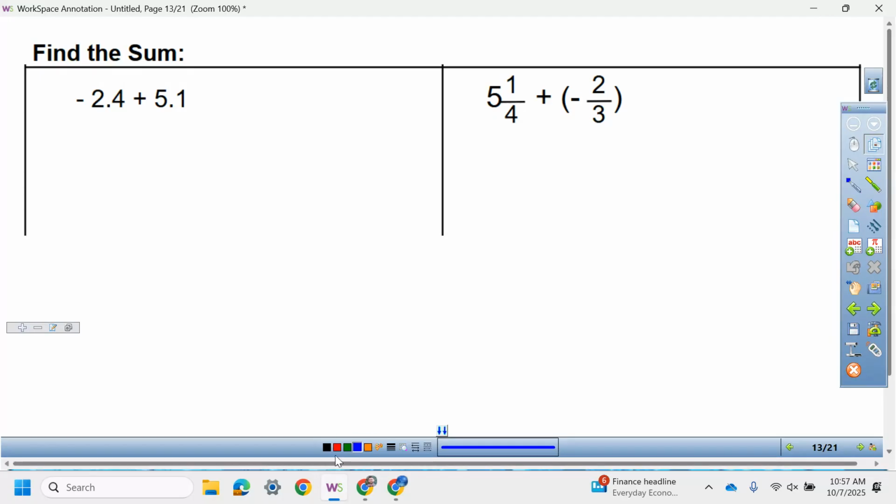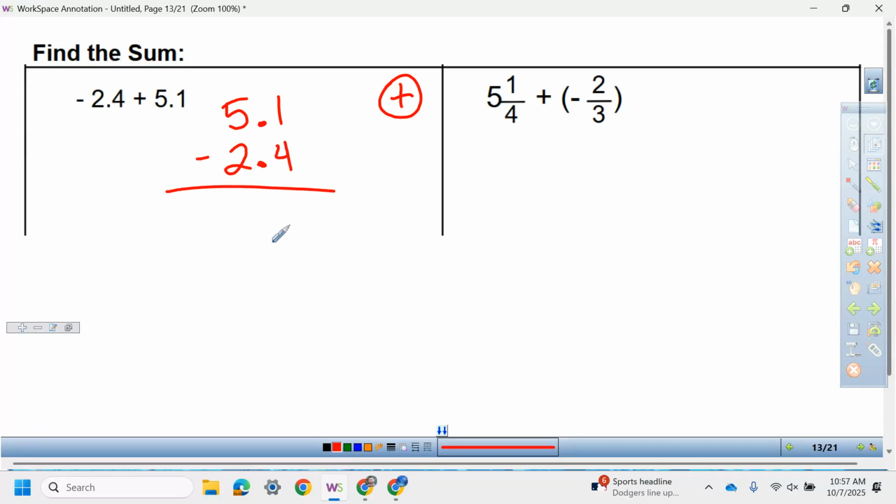So let's step this up a little bit, take a look at a couple more addition examples. When I'm looking at -2 and 4/10 plus 5 and 1/10, one of them's positive, one of them's negative, so we got a battle. First question, who has more? Yep, there's more positives, so I know I'm going to get a positive answer. Second question, by how much? Well, let's find the difference so we can know how much.